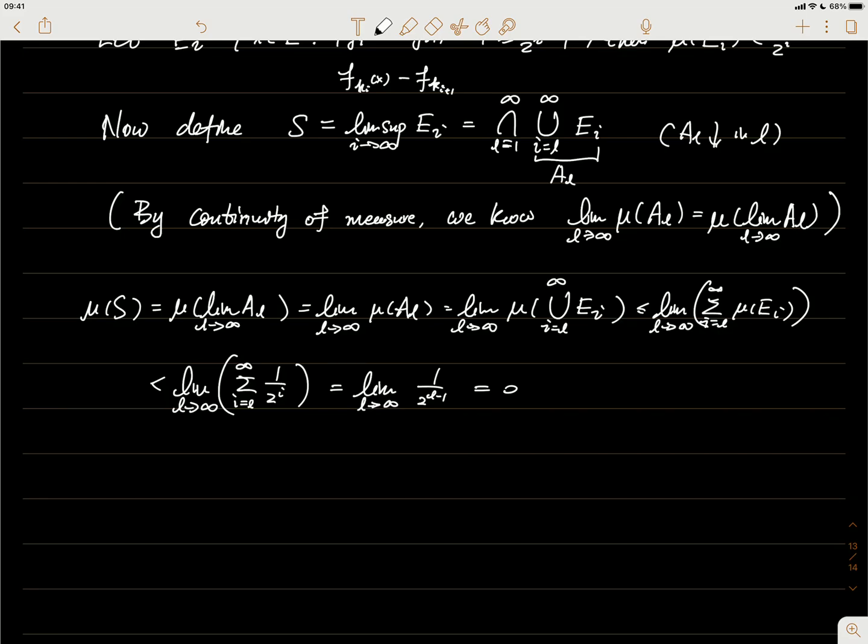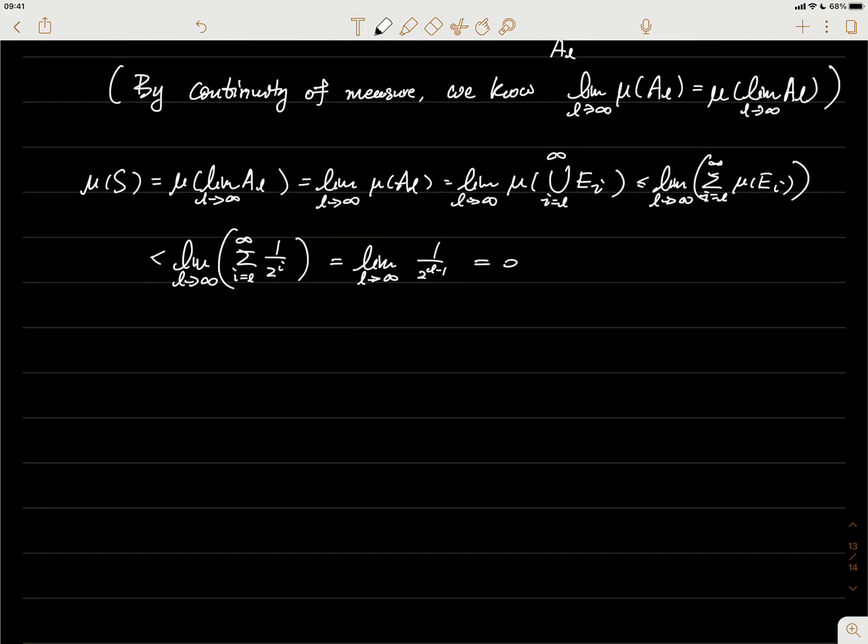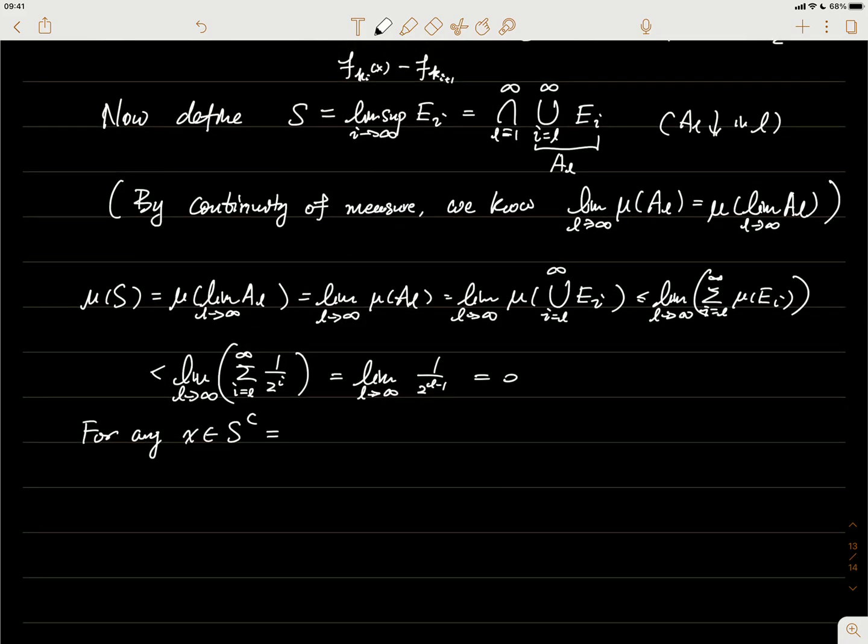Right? So now we know that S has a measure 0, so that's not of interest, right? We don't need to worry about anything that happens on S, because S itself just has a measure 0. So now for any X in the S complement, according to the definition of S, we just need to replace the lim sup by lim inf of EI complement. So it's just the union over L from 1 to infinity, of the intersection over I from L to infinity, of EI complement.